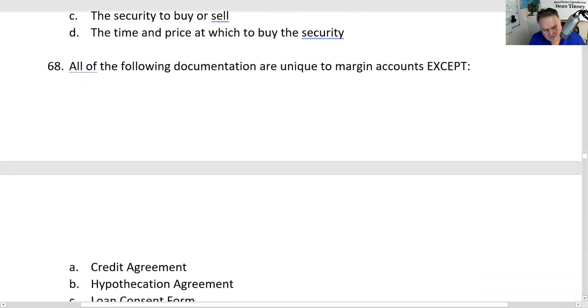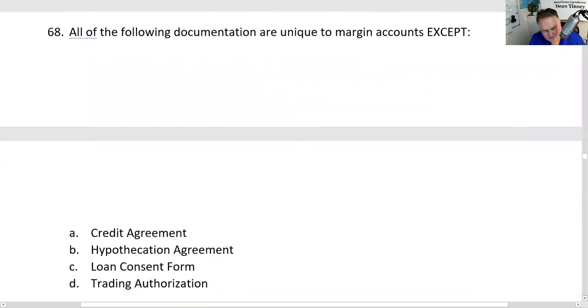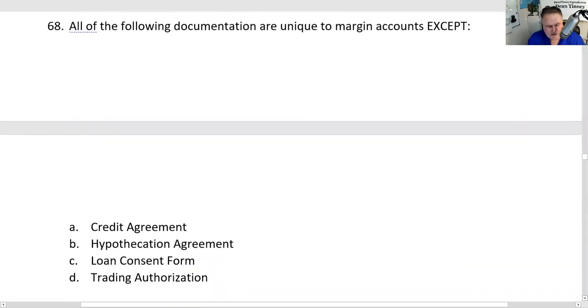All the following are unique to margin accounts except: trading authorization could be a cash account. The credit agreement is very testable. It's where the customer understands that by opening a margin account he's borrowing money and paying interest based on the broker call rate. The hypothecation agreement is where he understands that he's pledging his securities as collateral for the loan. That means the securities will be held in street name, the name of the broker dealer. If he doesn't fulfill his responsibilities, we're going to sell him out.